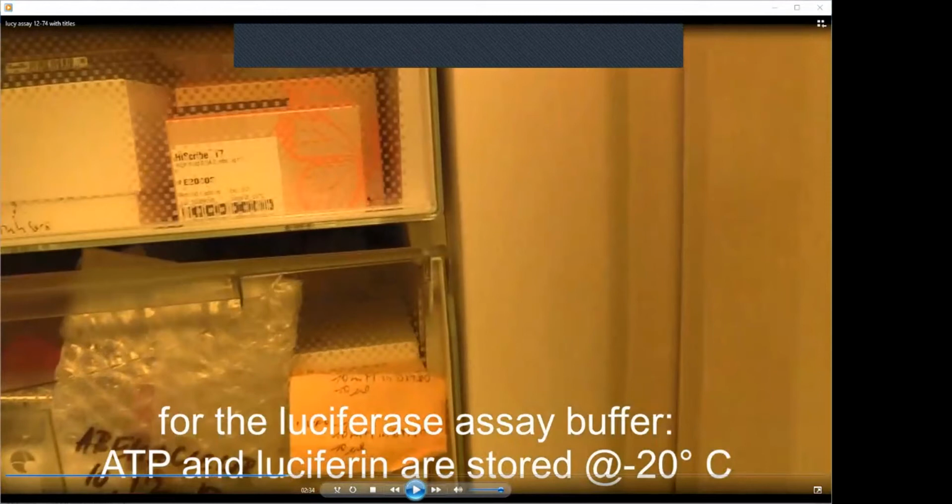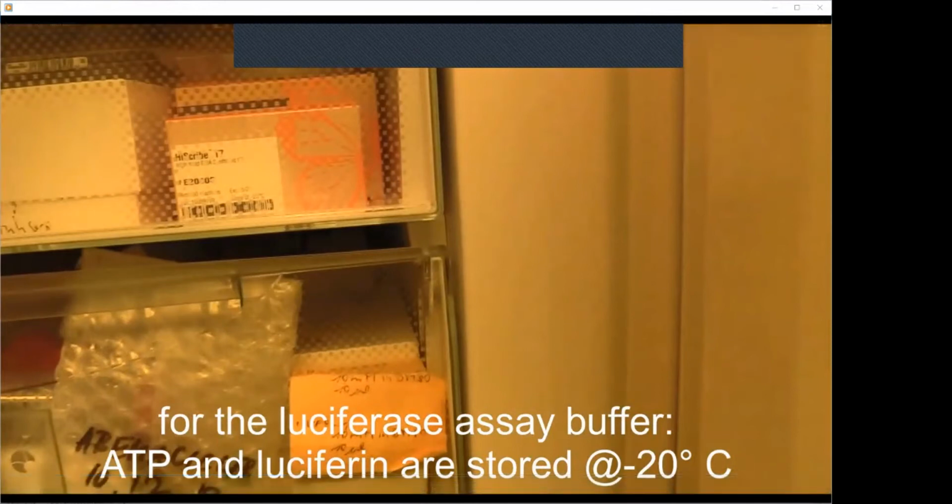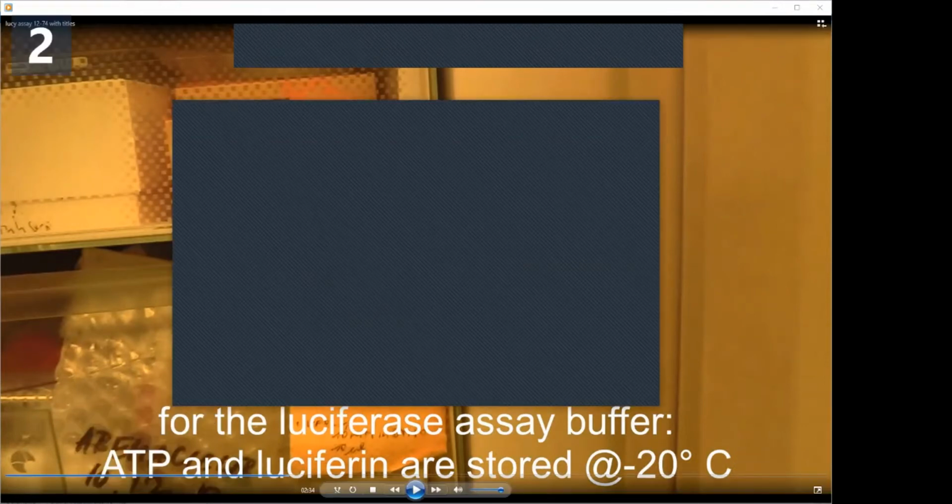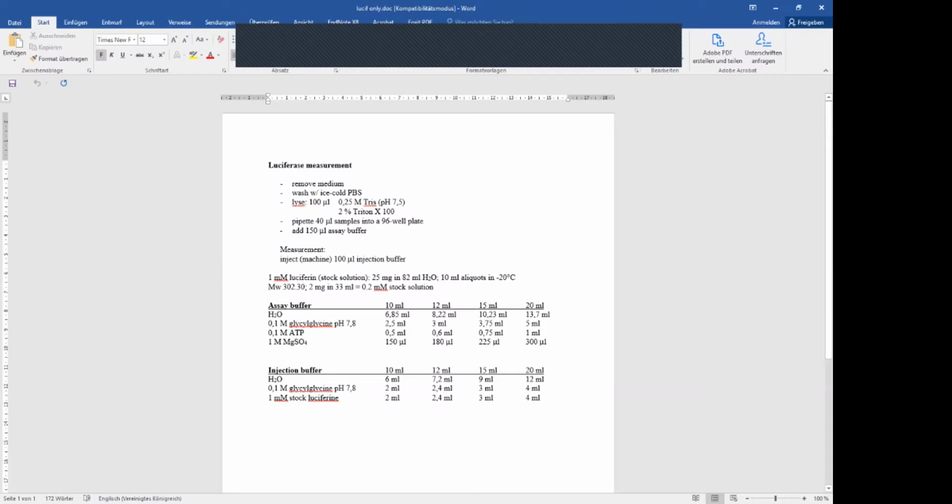Then for the luciferase assay, you need to prepare solutions. For that purpose, I have sent you also a protocol. I will open it. This is this one. So here you see two buffers. One buffer is the so-called assay buffer, and the other one is the injection buffer.